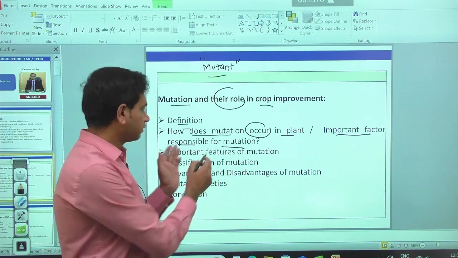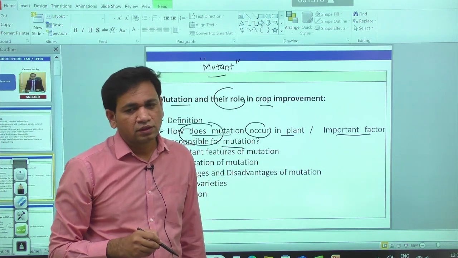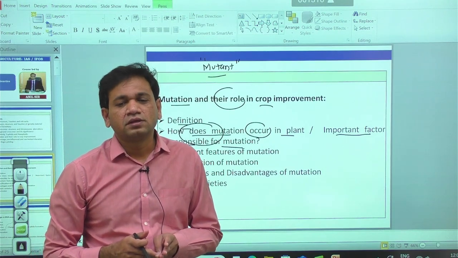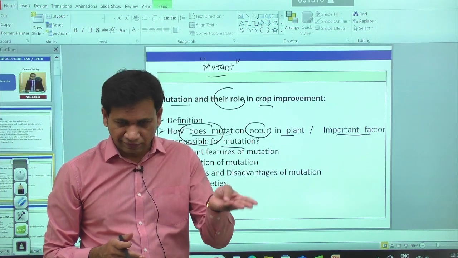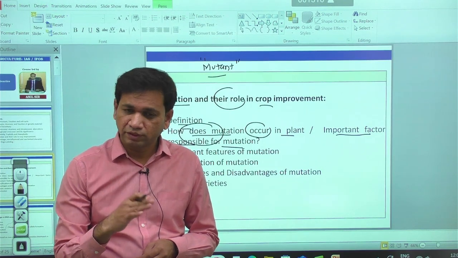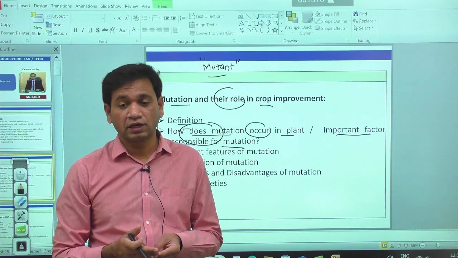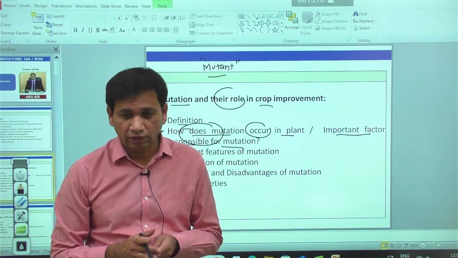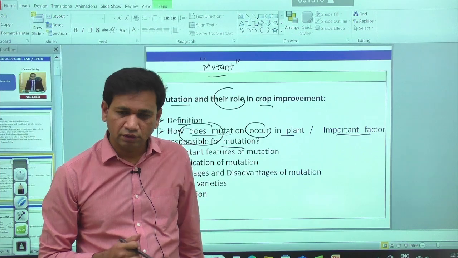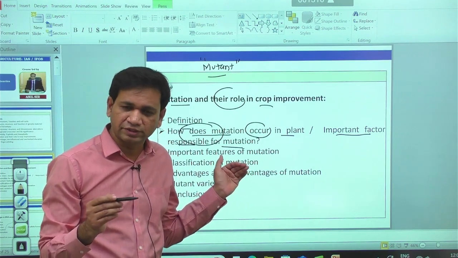Any idea what factors bring about mutation in plants? One is temperature, radiation, then pest and disease outbreak in the ecosystem, and what about migration from one place to another? Can it lead to mutation or not? Migration and isolation of species can, right. Any other apart from this? We are coming to it shortly. So there are many factors which can lead to mutation in plants.